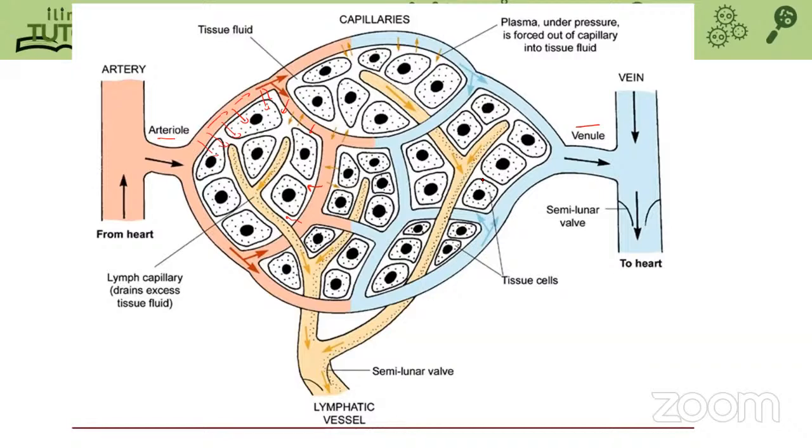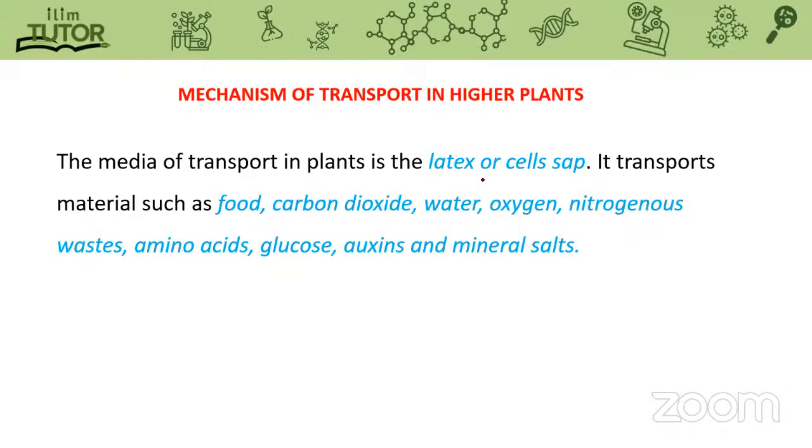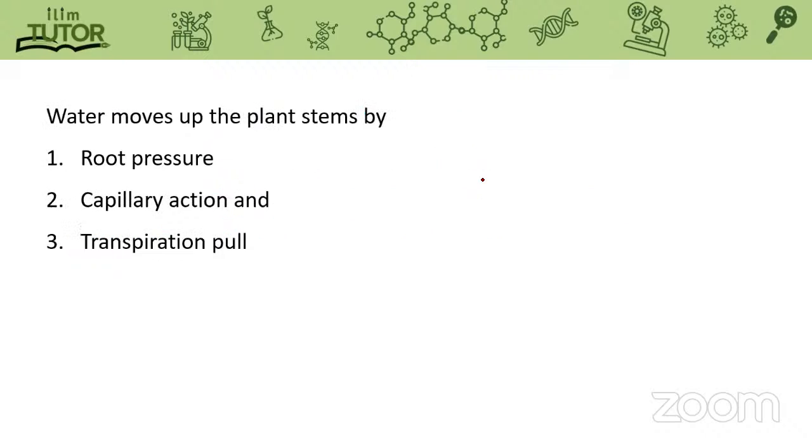So, the mechanism of transport in higher plants. Of course, when we're talking about transport in higher plants, we are talking about the role of the transport medium, like the sap. We are talking about the role of the transport tissues, like the phloem and the xylem. And then we're also looking at what exactly are the products being transported within the sap or even within water in itself, all right? So generally, we know that we have food, carbon dioxide, water, oxygen, nitrogenous wastes, amino acids, glucose, auxins, and mineral salts.